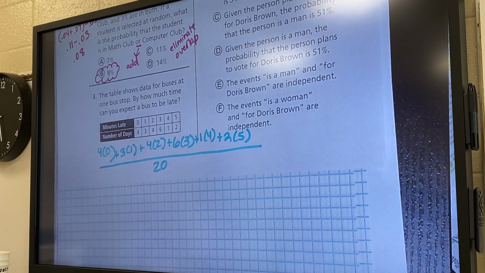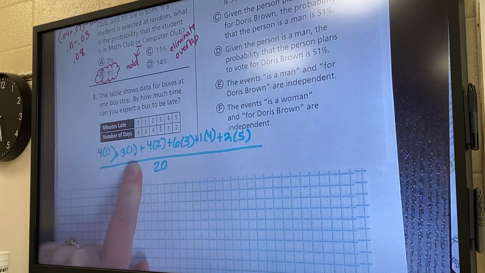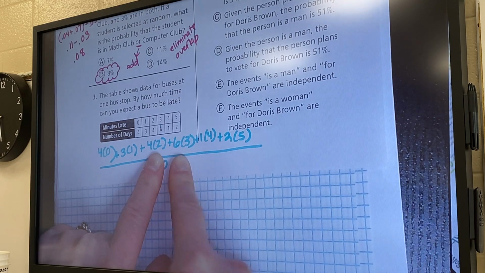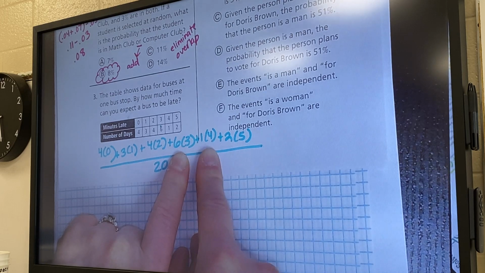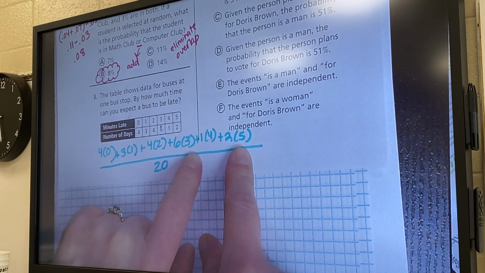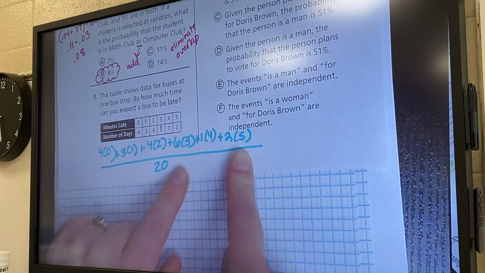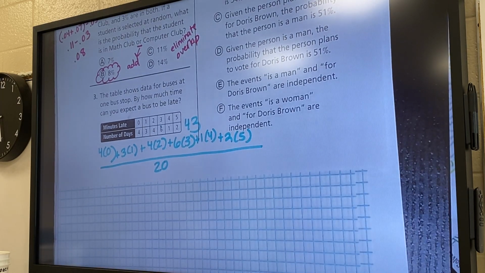43. That's 0 plus 3 plus 8. What's 3 plus 8? 11. What's 11 plus 18? 29. 29 plus 4. 30. No, not 30. Yeah, 30 something. 33 plus 10. 43. Alright, and then on the calculator that I don't have, what's 43 divided by 20? 2.15. 2.15 is correct.